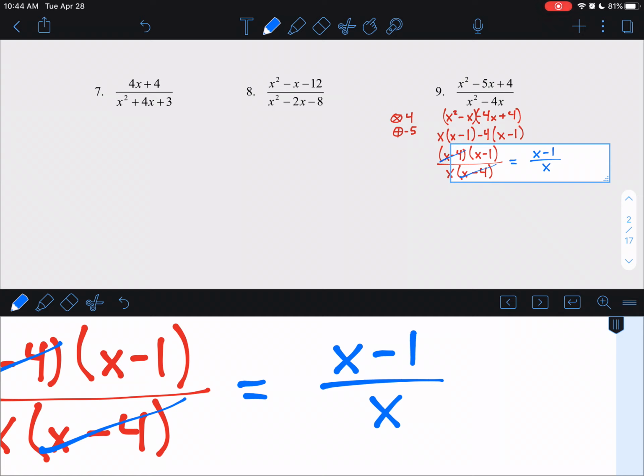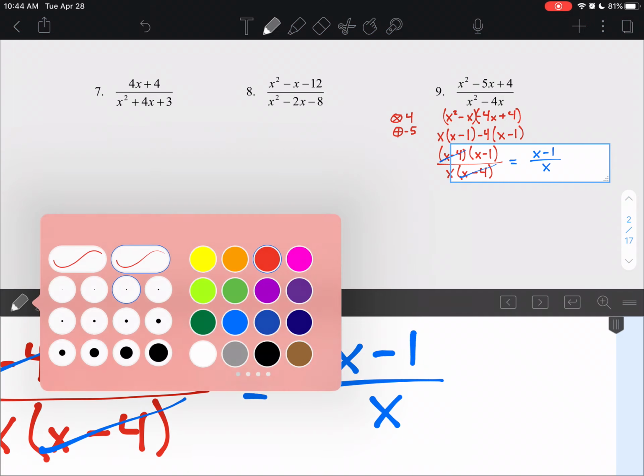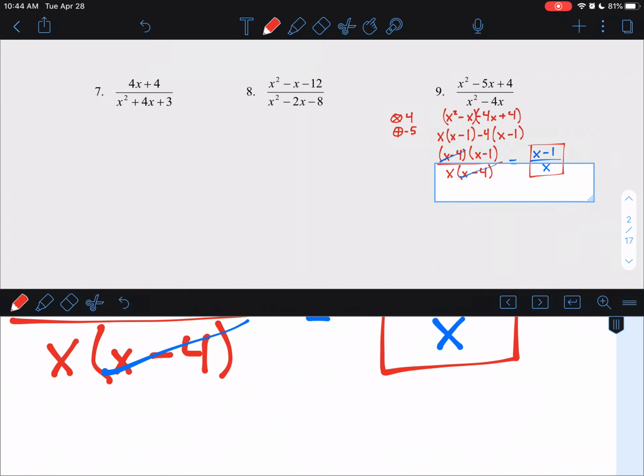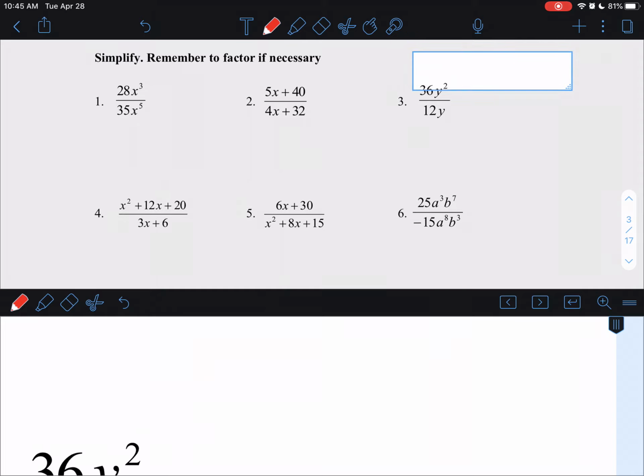And I know that when you see this, a lot of people are going to be tempted to cancel out the x's too and just be left with negative 1. You cannot do that, because it's x minus 1 in the numerator. If it was x times negative 1 in the numerator, then yeah, you'd be able to do that. But if it is subtraction or addition, you cannot split this up further. This is your answer: x minus 1 over x. Right. So that was number 9.